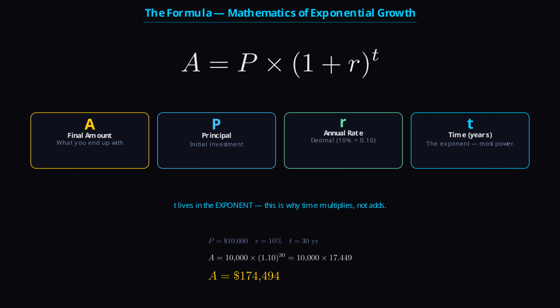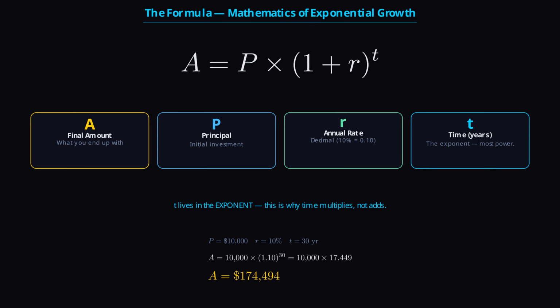Notice where time lives in this equation. It's the exponent, not a multiplier, an exponent. When a variable becomes an exponent, it doesn't scale your result linearly, it scales it exponentially. Increase R from 10 to 12%. Your result grows. Increase T from 20 to 30 years. Your result does something entirely different.